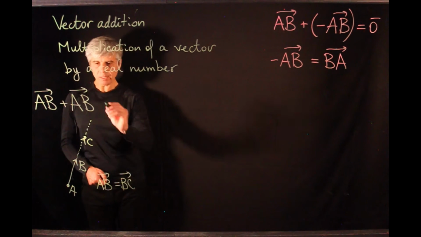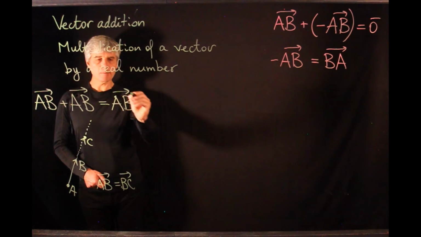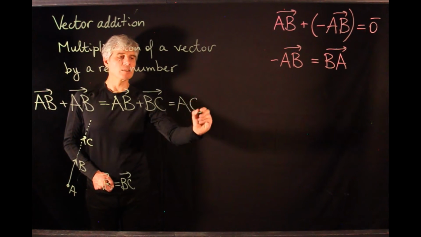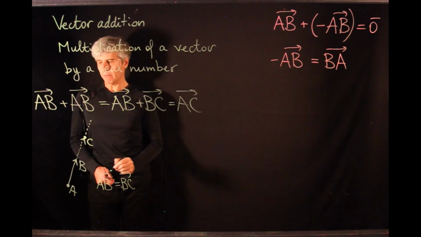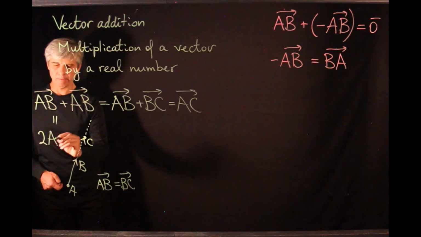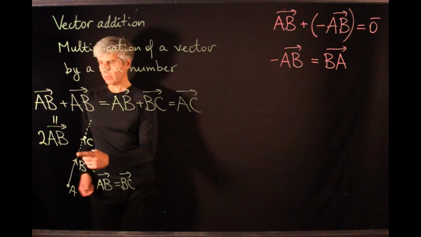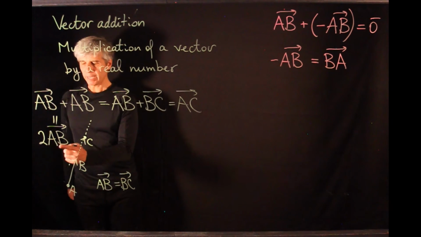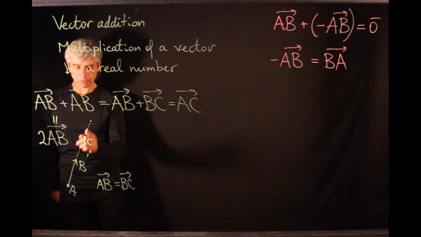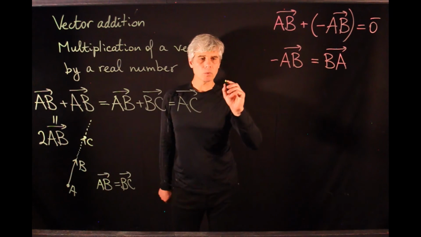And so then, using the head-to-tail rule, we'll have AB plus BC, and the result will be AC. And this left-hand side is natural to call twice AB. What we see is, if we multiply a vector by 2, the result is a vector on the same line, but twice as long. So we can formulate the following rule.